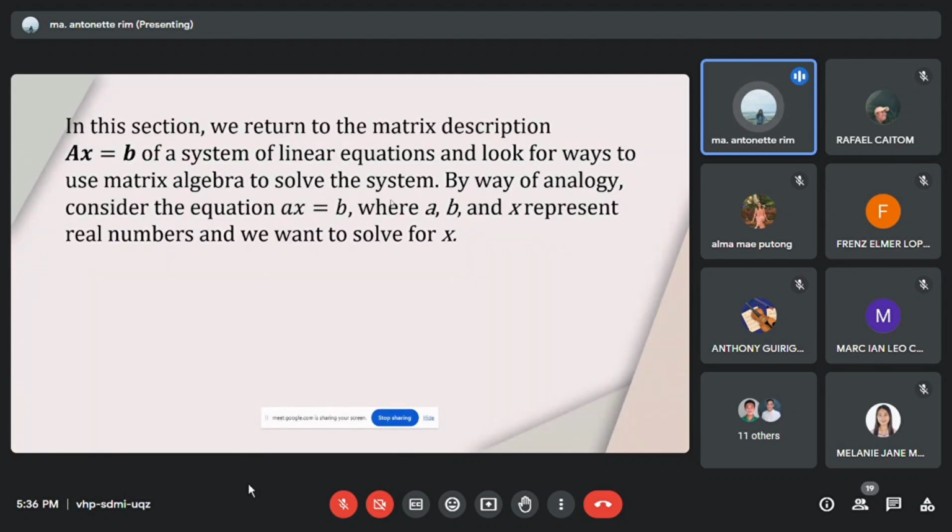So by way of analogy, let us consider this equation, AX equals B, where A, B, and X represent real numbers and we want to solve for X. So sa atong nahibaw-an, unsa na to pag-solve sa X ani? How do we find X? Anyone who can answer? Saan pagkuha sa X?